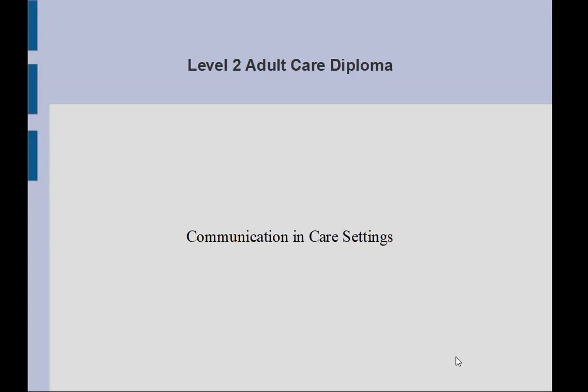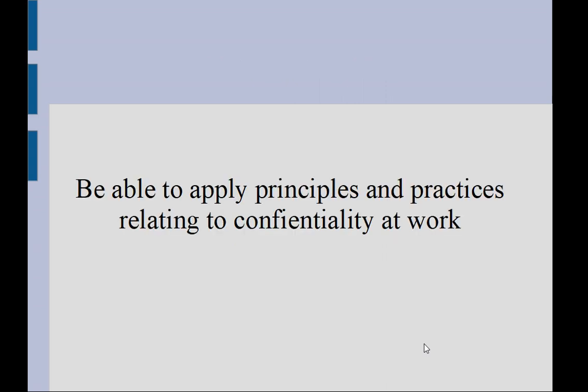Today we're going to be talking about the Level 2 Adult Care Diploma. We're talking about the communication and care settings topic, and we're going to be talking about what is usually learning outcome 4 of that topic, which is being able to apply principles and practices relating to confidentiality at work.